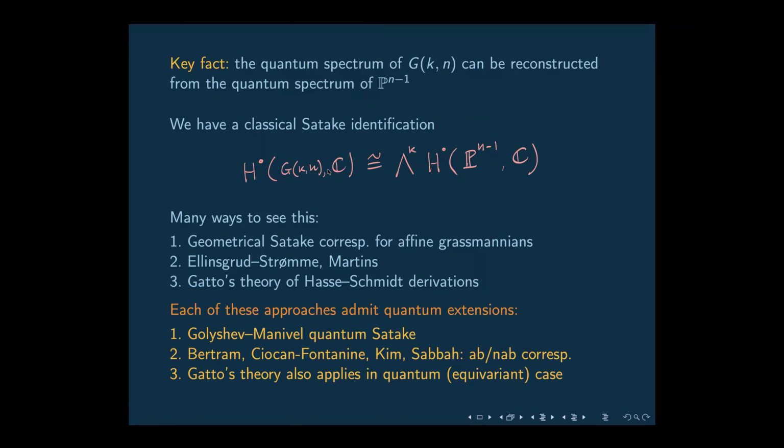The fact is that, already at the level of classical cohomology, we have the so-called classical Satake identification, which consists of an isomorphism between the classical cohomology of Grassmannians on one side, and on the other side, the k-th exterior power, if we consider G(k,n), of the classical cohomology of P^(n-1). And there are many ways to see this, to say at the classical level.